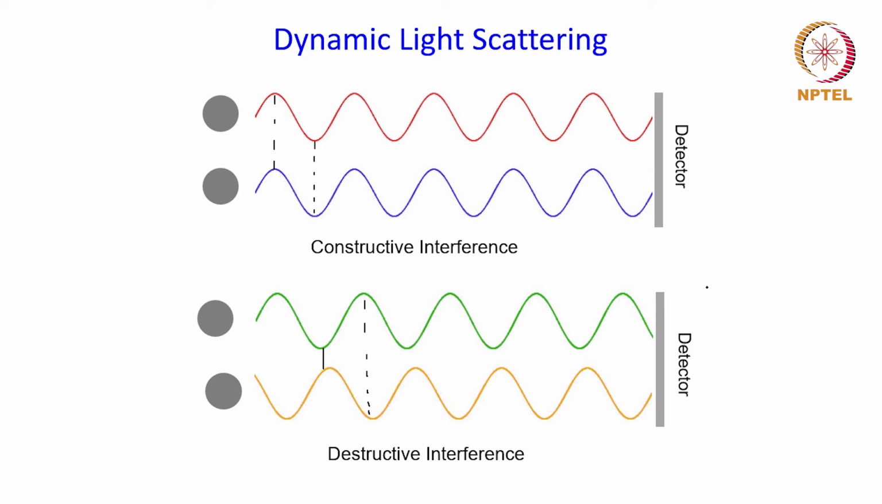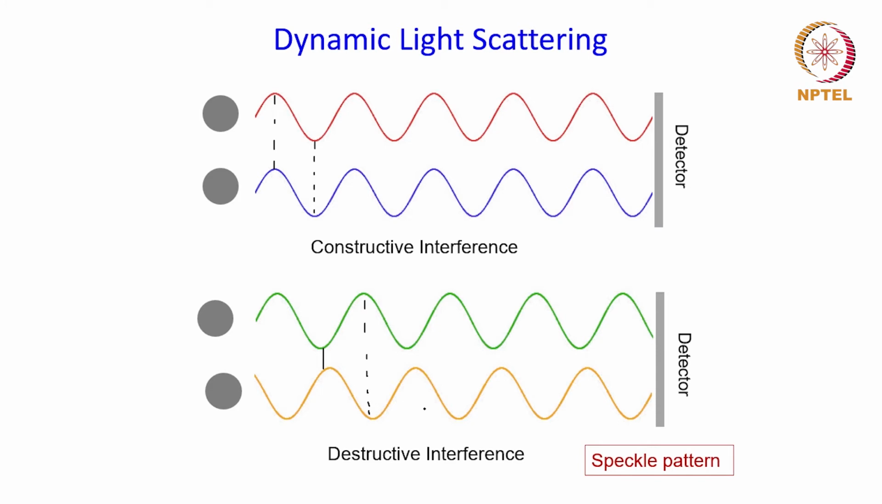So therefore the intensity which is received at the detector from the particles will form a pattern where the constructive interference will give rise to the bright spots in that pattern, and the destructive interference will give rise to the darker spots, and this kind of pattern is known as a speckle pattern.